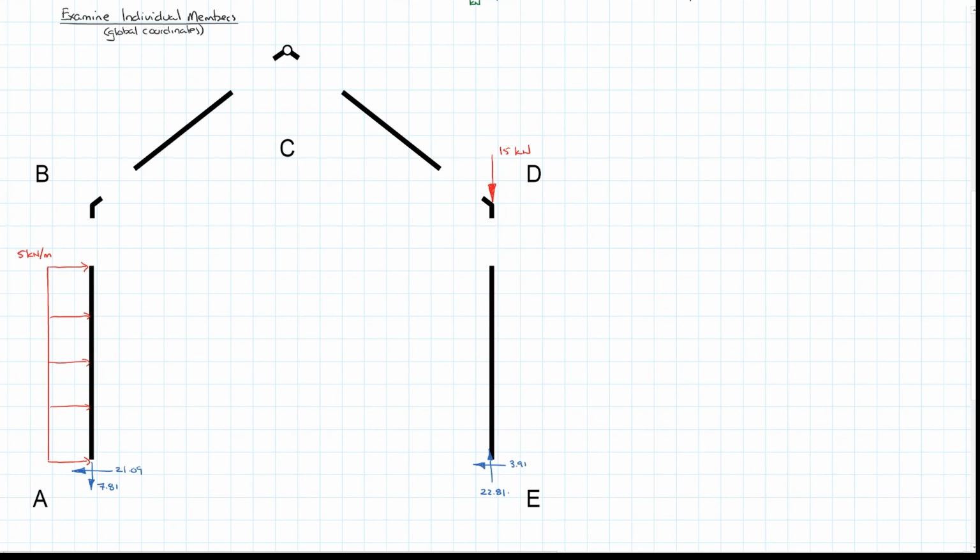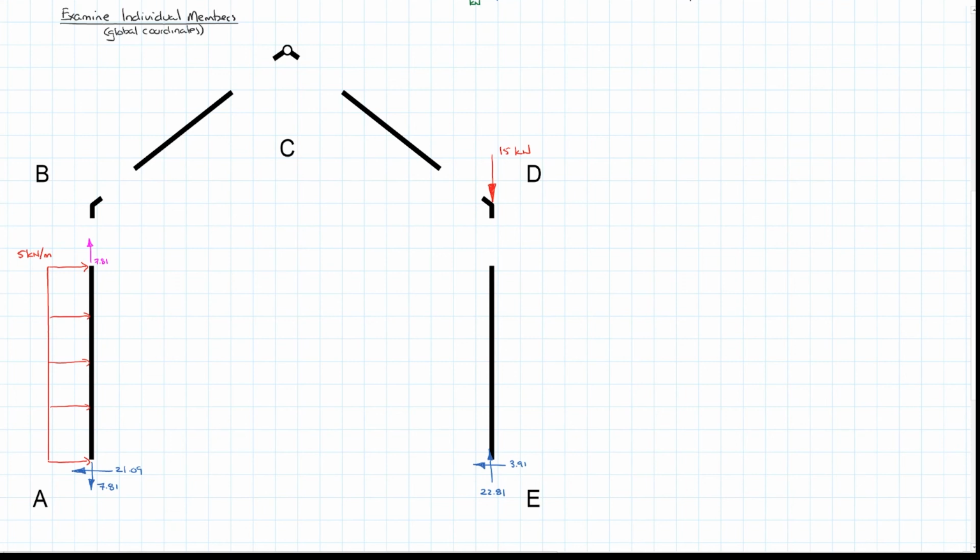So the first one, I'll just walk through this. We're talking internal forces. So if we have at A, we're looking at the member AB. If we have 7.81 kilonewtons pulling down, we know from a static equilibrium perspective, we must have 7.81 kilonewtons pushing up. Just like if we have 21.09 kilonewtons pushing left, we have to look at the difference to that. So the 5 kilonewton per meter applied over the length of 5 meters is 25 kilonewtons.